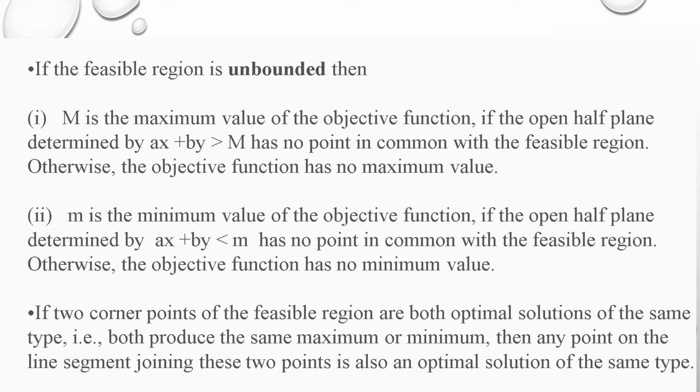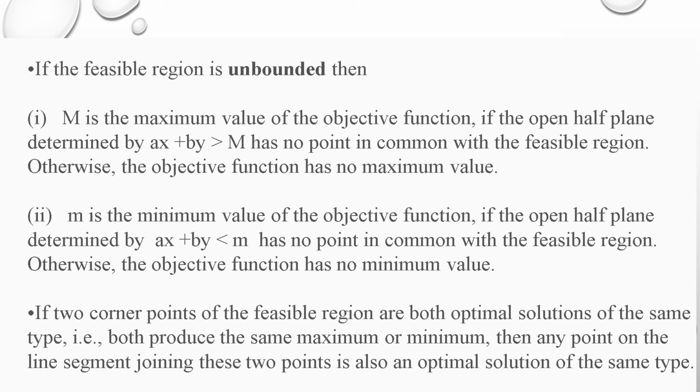Now, a third case is also there. If two corner points of the feasible region are both optimal solutions of the same type, meaning you are getting at 2 points the same maximum or the same minimum value, then any point on the line segment joining these 2 points is also an optimal solution of the same type.